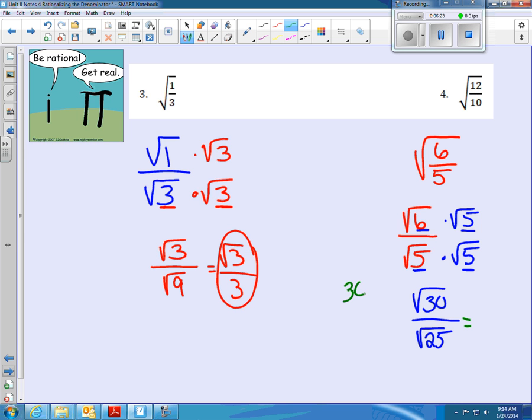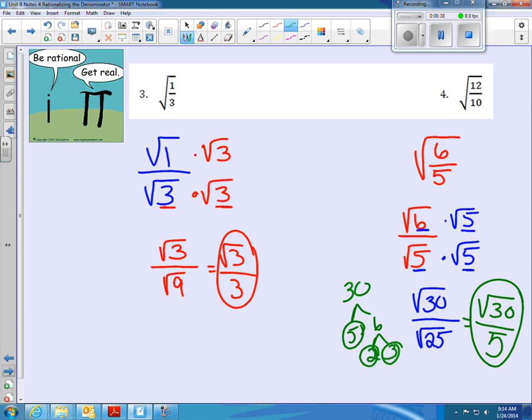Step 3 says to simplify again. Well, 30, let's think about that. Breaks into 5 and 6 breaks into 2 and 3. I don't have any duplicates, no pairs, so it's not going to break down any further. And then square root of 25 is going to turn into 5. Now, looking at this problem, some students will automatically go, oh, I'm going to take 30 and divide it by 5. We can't do that because 30 is under a radical and 5 is not underneath the radical. So you can only simplify if they're both underneath the radicals.